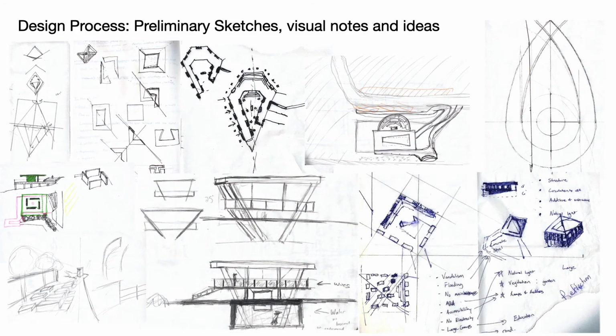Then I moved into my actual design process, which included preliminary sketches, visual notes, and ideas. As you can see, a lot of these things were drawn before I started actually drafting or making models. You can come back and look at this, or you can pause this video right now to look over some of these things. They're just little preliminary sketches to get the idea, the feel of what I actually wanted to do for this design.